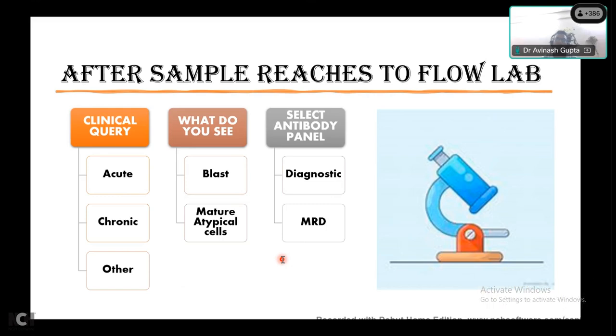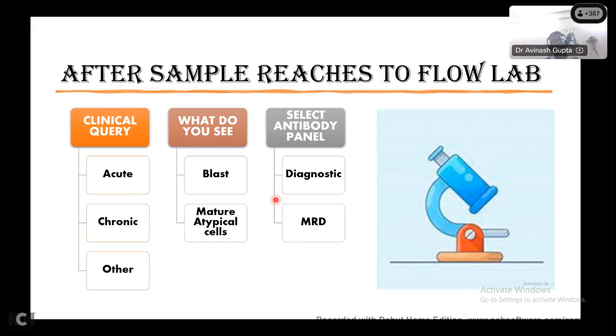So until here we have learned the basics: what flow cytometry is, how it works, what fluorescence is, what the cells are, and what we should consider before interpreting any hematopoietic neoplasm or sample. So what happens when a sample reaches your lab? First of all, you should look into the clinical history and the clinical query. A clinician must have sent you a sample with a clinical suspicion, whether this is acute leukemia, some chronic disorder, or something else, like in HIV, where they just want CD4 enumeration or something else.